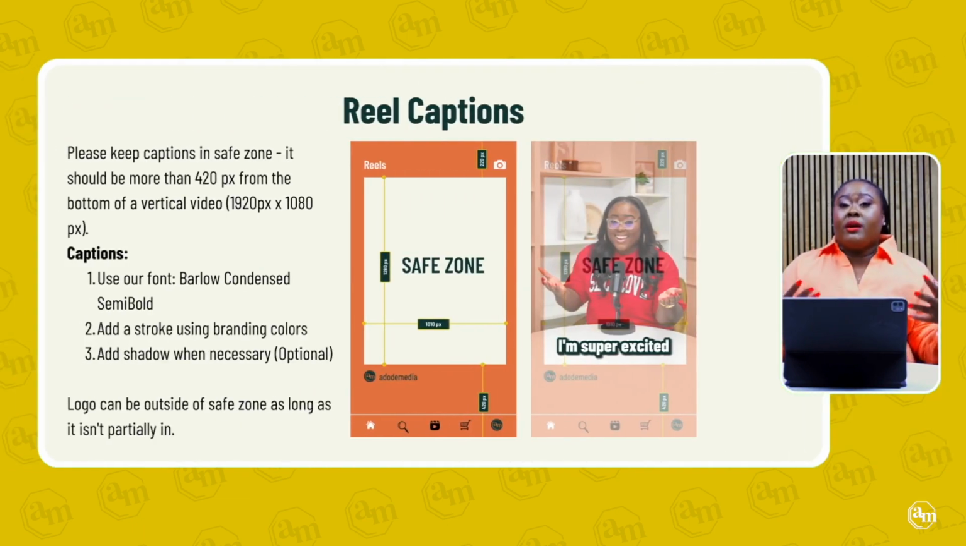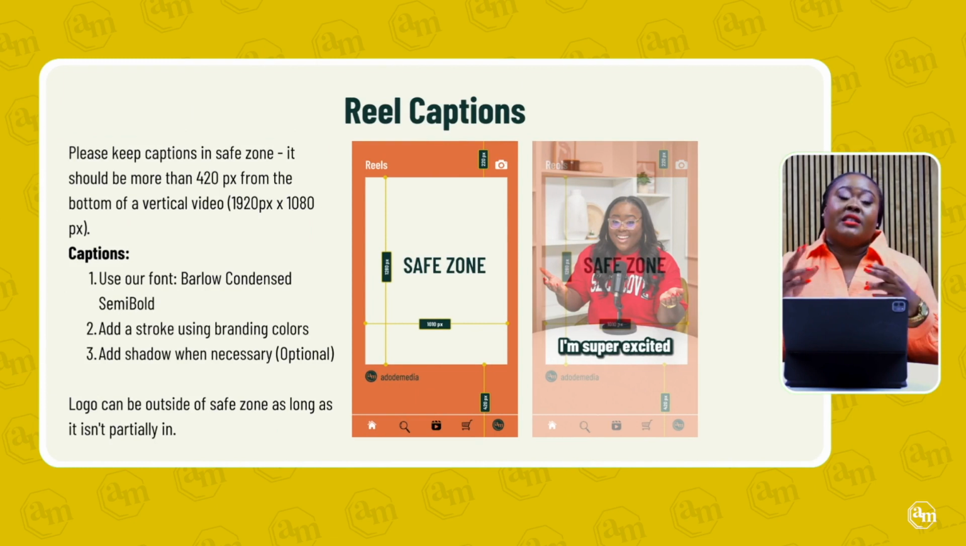Next up is your Reels captions. We have what we call a safe zone. Social media, YouTube Shorts and everything else have specific safe zone areas. This is very important for us because it's important to know what you are comfortable with.